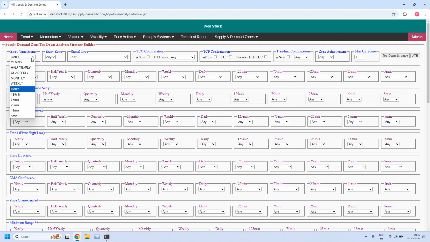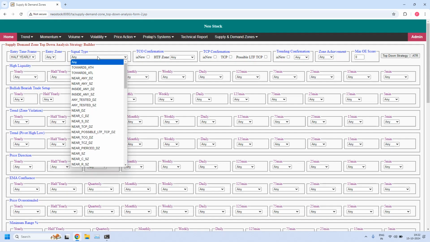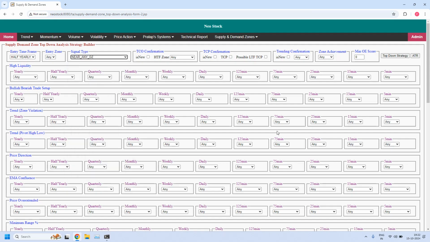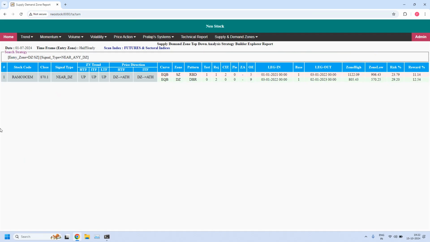First I'm selecting a half yearly time frame. Let us find the stocks near half yearly demand zone. One stock is filtered near to the half yearly demand zone. I'm giving you only a few seconds to watch the report. You need to pause the video. Once you study this report, then you can further proceed.